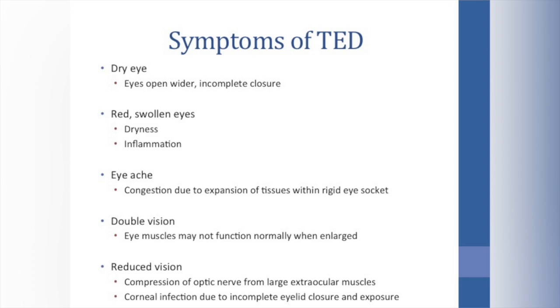You may have double vision if your eye muscles aren't working as they normally do. And then reduced vision, which is what we are always on high alert for. If patients have reduced vision because their optic nerve is being compressed, or sometimes you can get reduction in vision just because the surface of your eye is so exposed from not being able to close it. You may be at risk for developing an ulcer or infection.